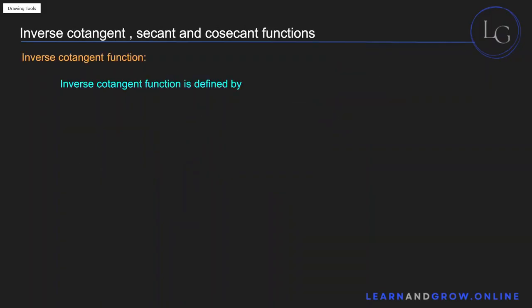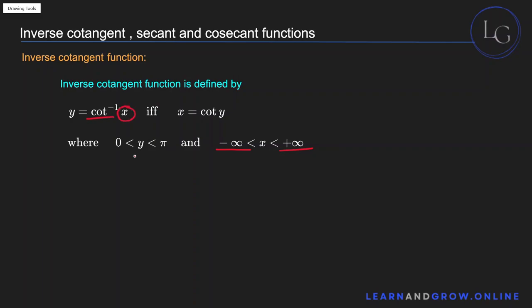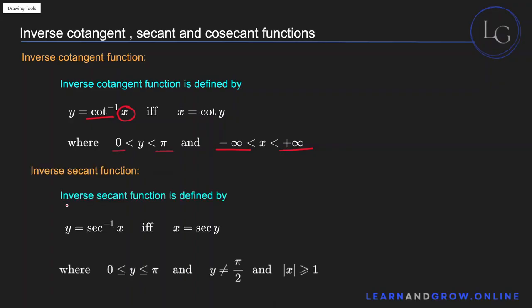Now again, you apply the same logic for the cotangent, secant, and cosecant functions, right? Again, the x value of a cotangent function can be any value between positive infinity and -infinity. But again, if you plug in those values over here and take the inverse cotangent, you'll get a value between 0 and pi.